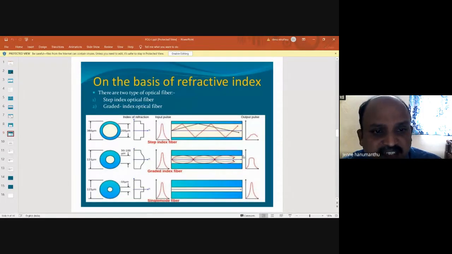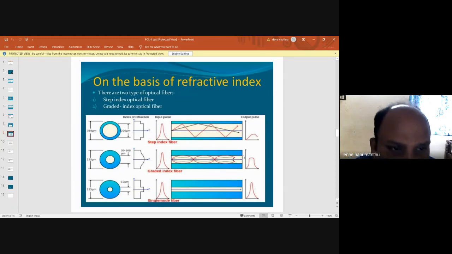But in this, grade index means the refractive index of the core is not constant. See, this is called core, this is the cladding. The core refractive index is not constant. It is varying. So this is the meaning of grade index.